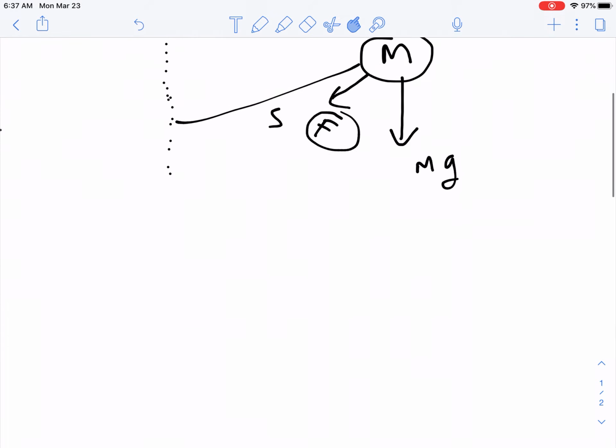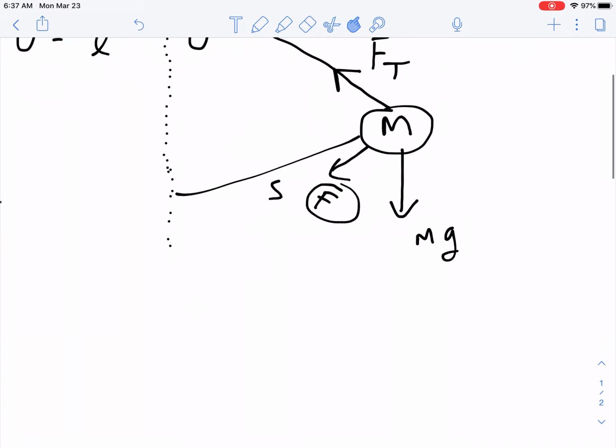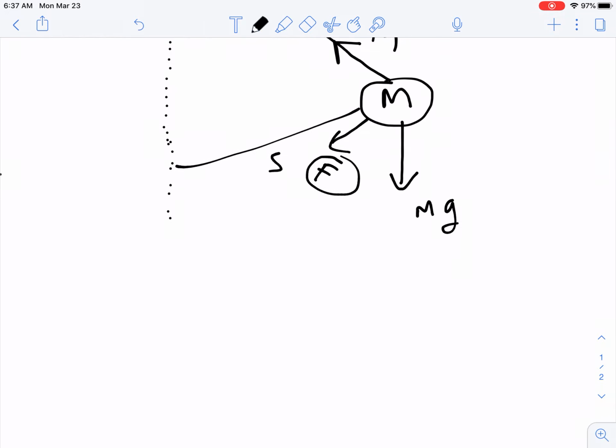Now remember, a spring involves simple harmonic motion, and for simple harmonic motion, we're looking for a force that is proportional to a displacement. So is this force proportional to a displacement? That's what we have to find out. So let's go find out what that force is.